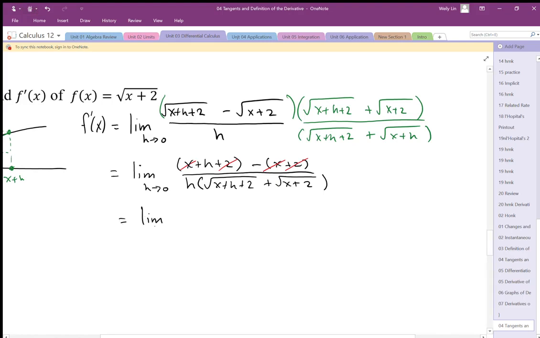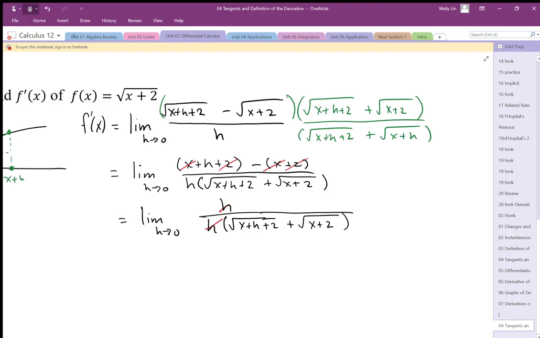So limit as h goes to 0. We freed up that h in the numerator. That's going to cancel with that h in the denominator. This plus h is not a big deal because that's not going to give us divide by 0. So it looks like that. And then canceling those out, we end up with the limit as h goes to 0 of 1 over square root of x plus h plus 2 plus square root of x plus 2.